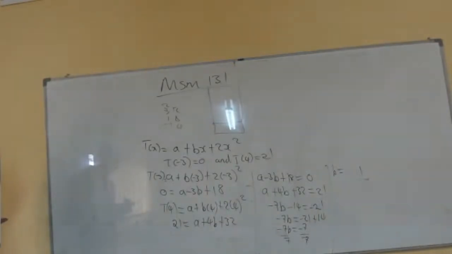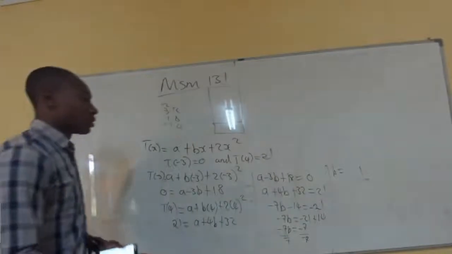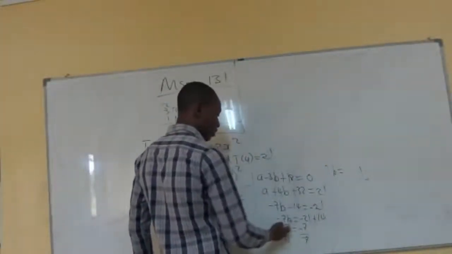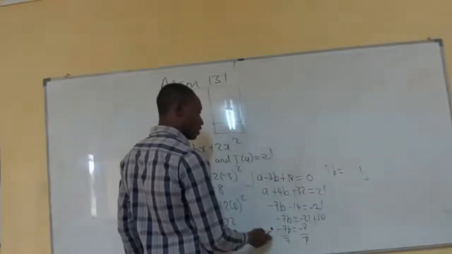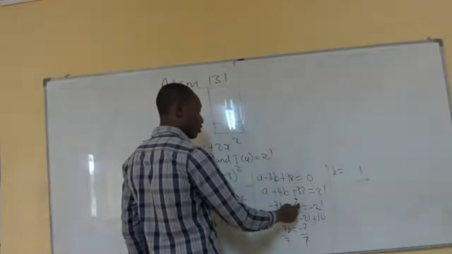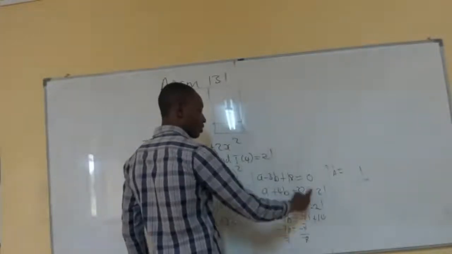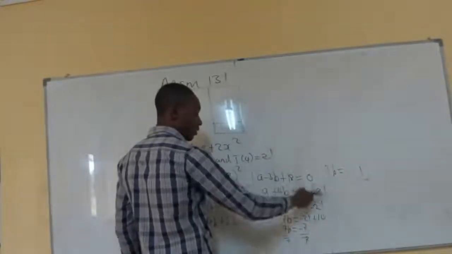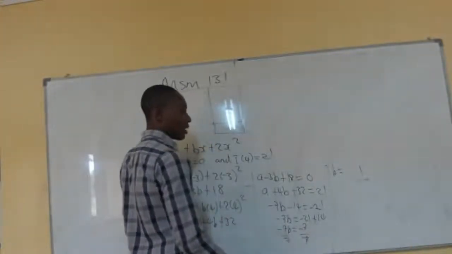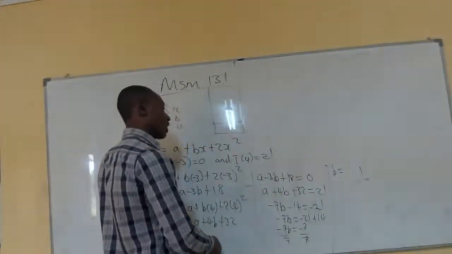Now that we know what B is, we can easily find A. Alright, so we have negative 7B is equal to negative 7. Dividing by negative 7 on both sides, it becomes positive 1. Therefore, we can find A.